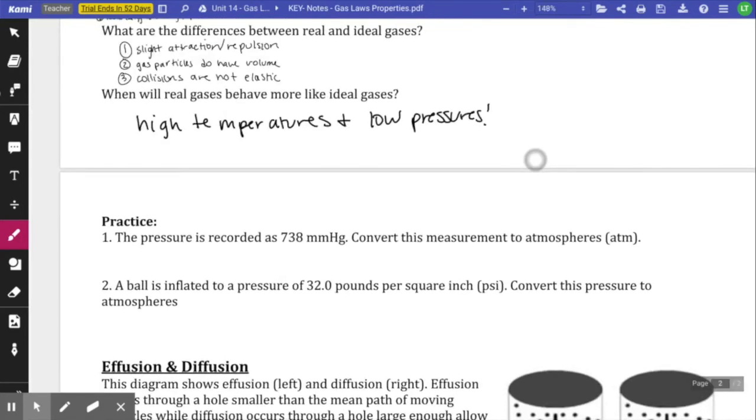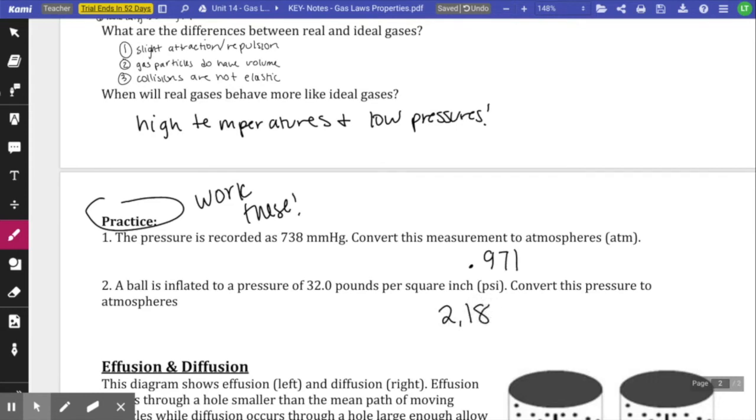All right, guys. On this next page, these are practice. I want you guys to work these. They are just pressure conversions. So I want you guys to practice converting your pressures here. And I'll give you the answers even. The answer to this first one is 0.971. And the answer to the second one is 2.18. So there are the answers, but I want you guys to try them out and see if you can do them.